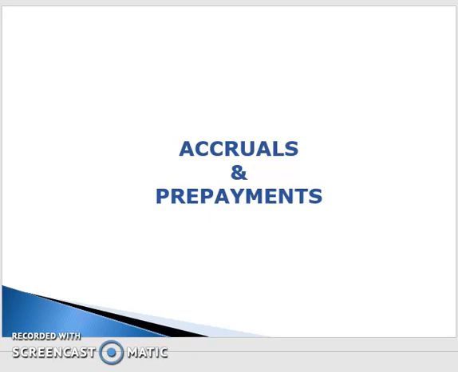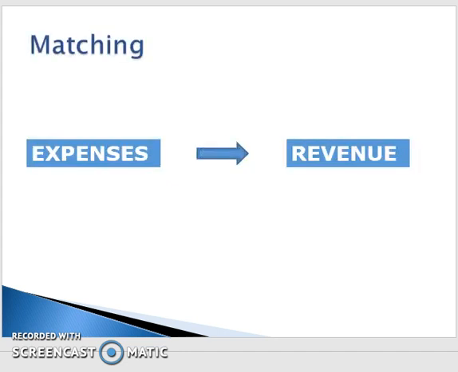Welcome to this short explanation of accruals and prepayments. In financial accounting, we try to match the expenses of a period to the revenue of the same period. We'll illustrate this with an example.